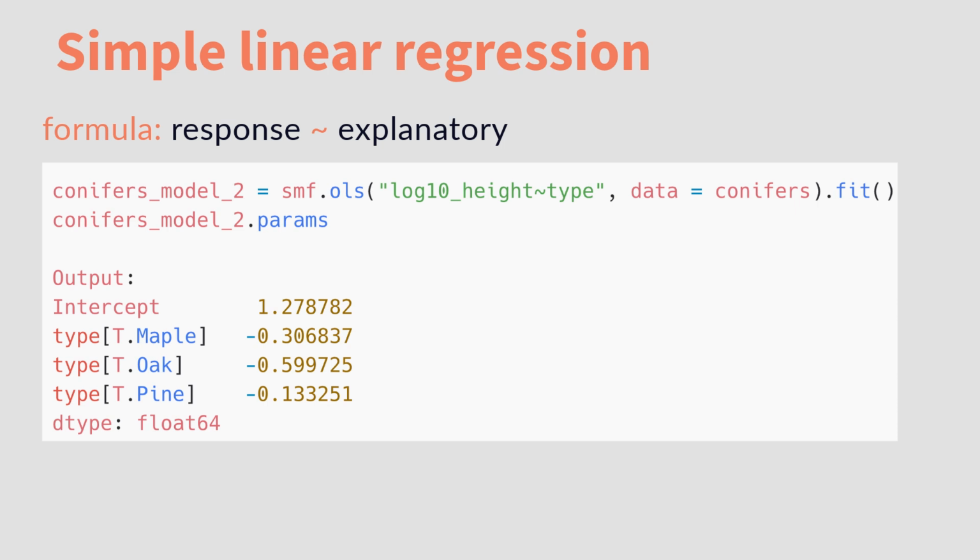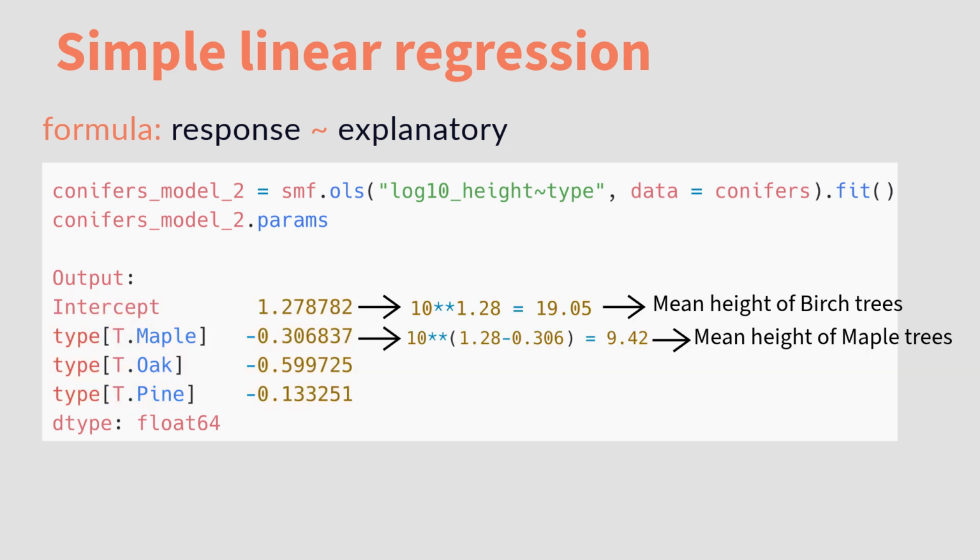Now we run the OLS function. On the left, we have the response variable log10_height, and on the right, we have the explanatory variable type. We have set the data argument to conifers. Then we call the fit method on our model and save it to the conifer_model_2 variable. When we call the params attribute on the model object, we can see that it prints 4 coefficients. One of them is an intercept, and the rest are from the 3 different species of conifer trees. The coefficient of birch is missing.